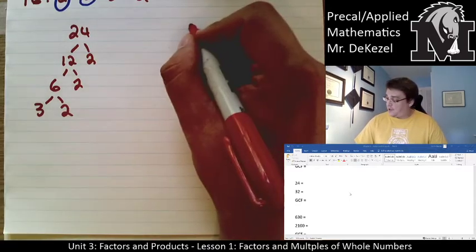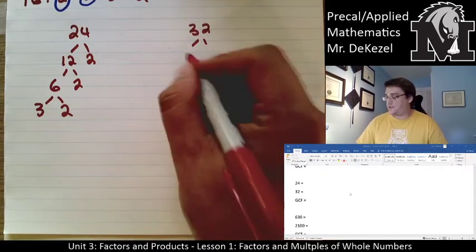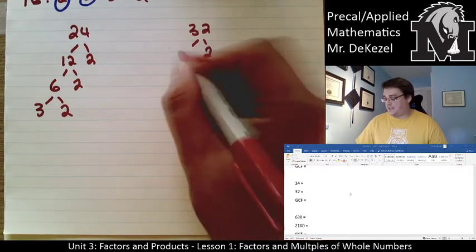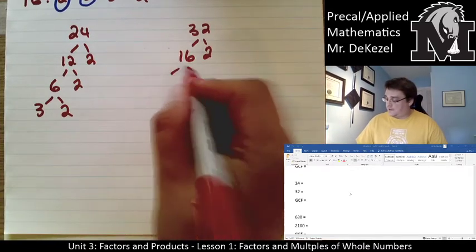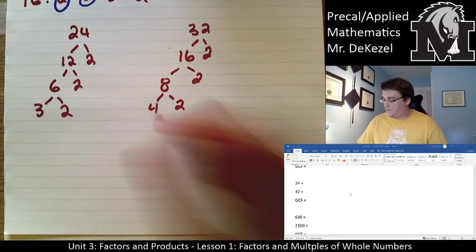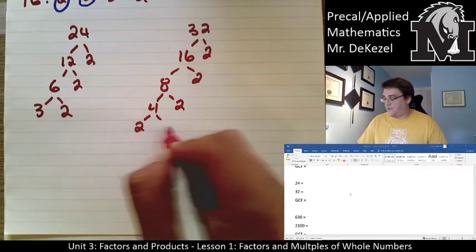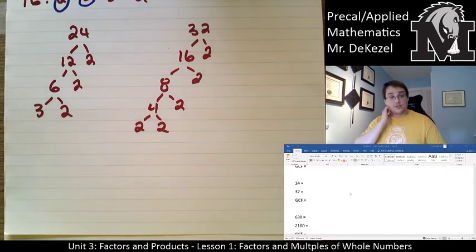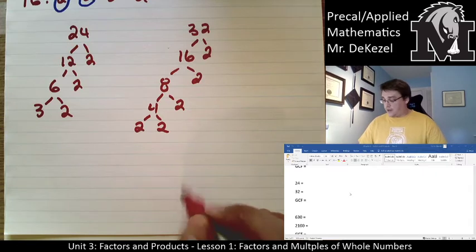Let's do the same thing for 32. So 32 divided by 2 is 16. 16 divided by 2 is 8. 8 divided by 2 is 4. And then 4 divided by 2 is 2 times 2. So we now have the factor trees, and we can write that all out.